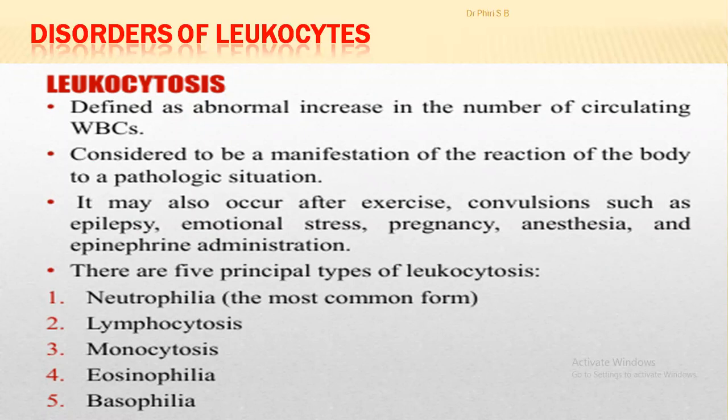So let's start by looking at leukocytosis. Leukocytosis is defined as an abnormal increase in the number of circulating white blood cells. If you have an abnormal increase in the number of circulating white blood cells, it's referred to as leukocytosis.